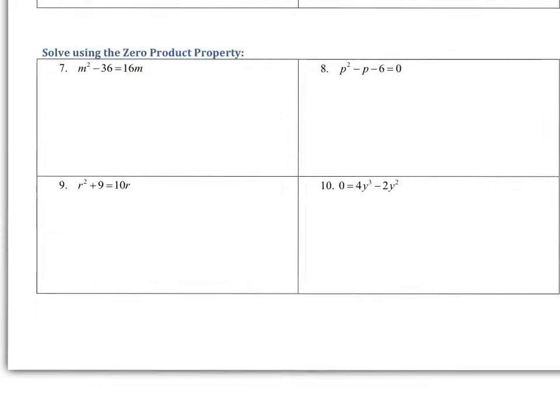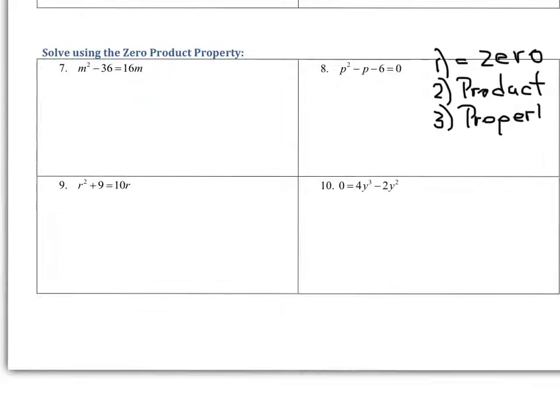Now let's do a problem from the second section where we have to solve using the zero product property. Just like its name says, the first thing we will do is set the equation equal to 0. Step 1, set the equation equal to 0. Step 2 is write the expression in terms of a product. Then we're going to use the property which says that if you have two things that multiply to equal 0, then at least one of them would be equal to 0, and we get our two solutions.